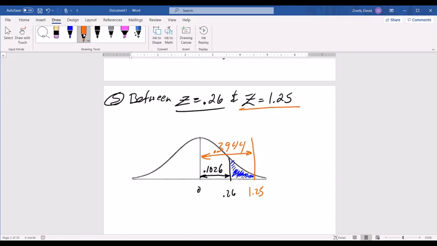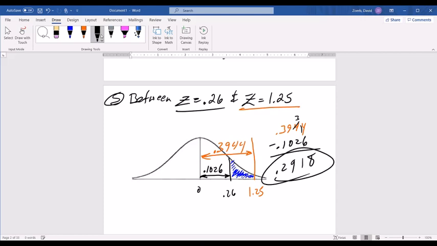You're going to take the 0.3944, and you're going to subtract the 0.1026. Do some borrowing. 14 minus 6 is going to give you 8. I can subtract, subtract, subtract. So your end result would be 0.2918.